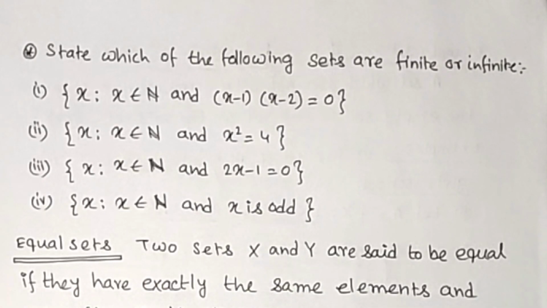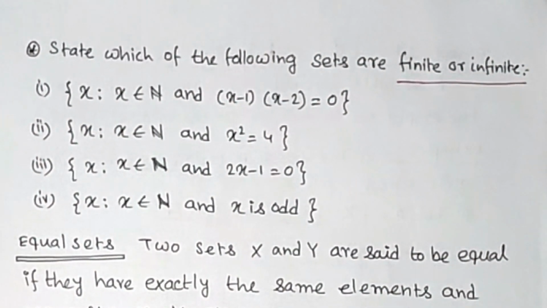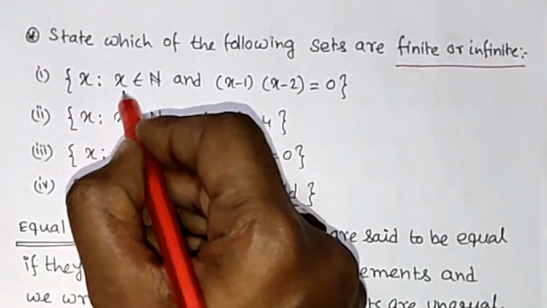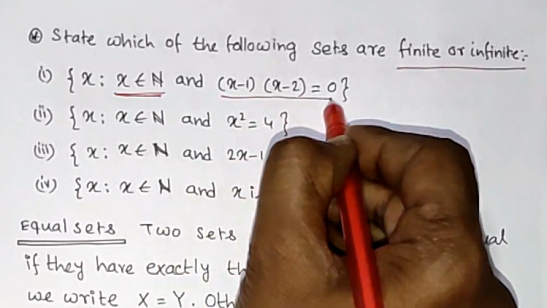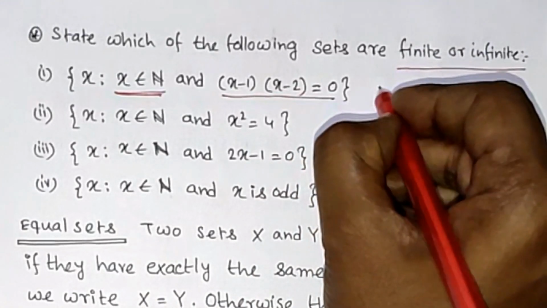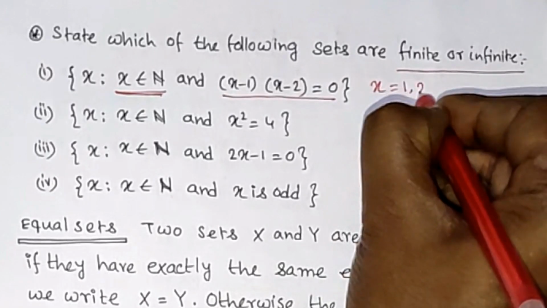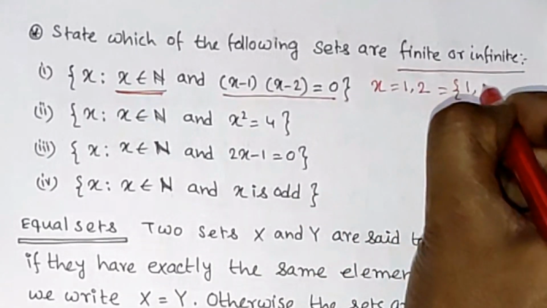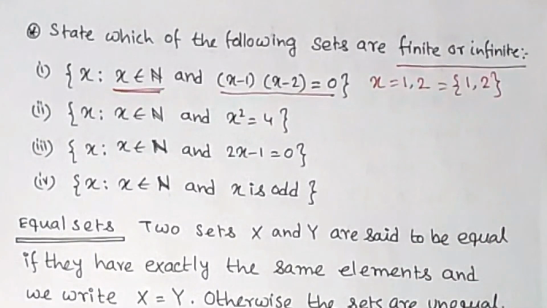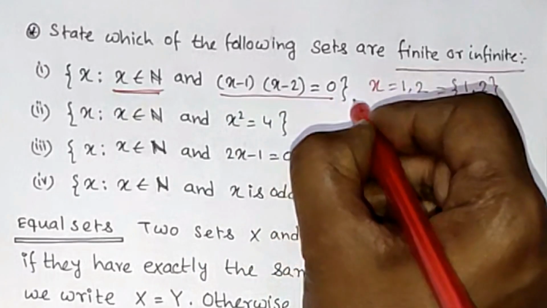Now let's check which of the following sets are finite and which are infinite. Number 1: x such that x belongs to N, the set of naturals, and (x minus 1) into (x minus 2) equals 0. If we solve this equation, we will get x equals 1 and x equals 2. So this collection gives us 1 and 2 only. So the number of elements is finite, hence this is a finite set.